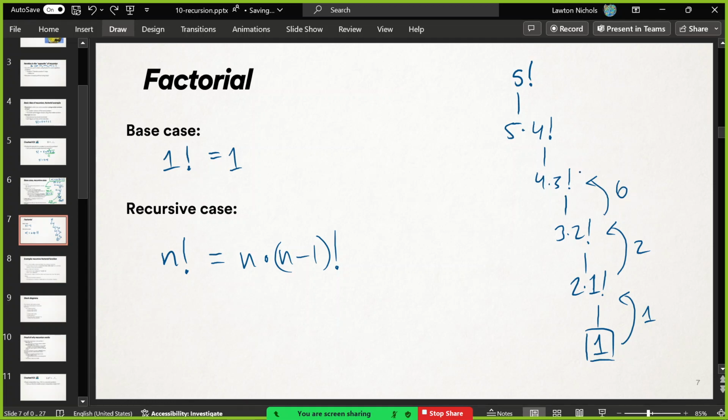And then we can multiply that by 4, get 24. That's the final answer for 4 factorial. Give that back to whoever was asking for it. It was 5 factorial, waiting to multiply its 5 by that 4 factorial, which is apparently 120. All right? And so that's how you work your way down to the base case and then start building the answer back up. That is recursion in a nutshell. Are there any questions about that?